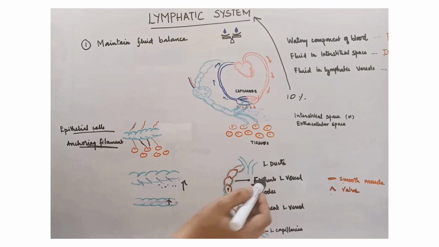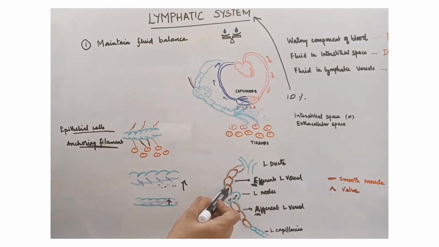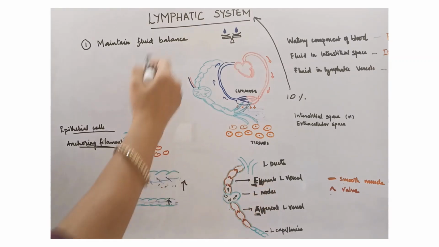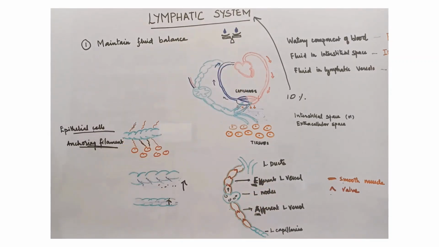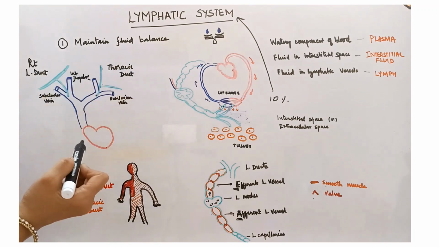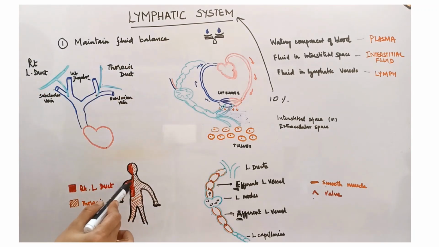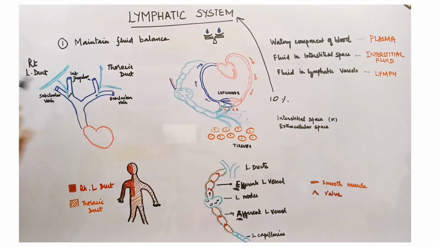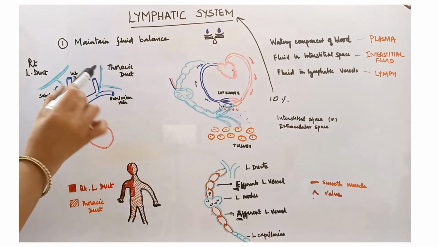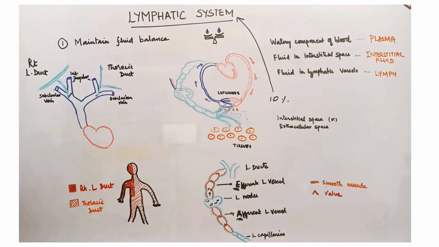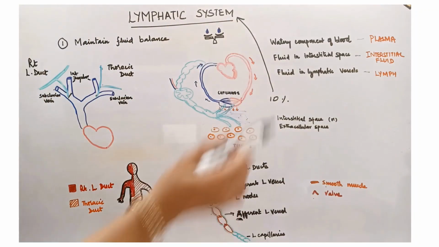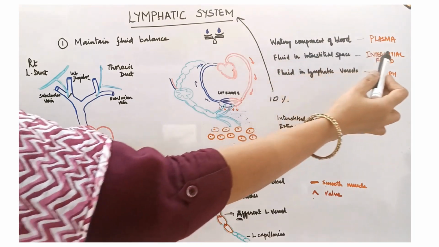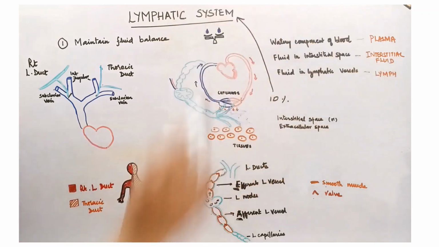Efferent means moving away. So efferent lymphatic vessels drain into the lymphatic ducts and then into the right and left subclavian veins, which flow into the venous circulation, thereby maintaining blood volume. There are two lymphatic ducts, the right lymphatic duct and the thoracic duct. The right lymphatic duct collects the lymph from the right arm and the right side of the head and thorax and drains into the venous system at the junction between the right internal jugular and the right subclavian vein. The large thoracic duct receives lymph from the rest of the body and empties into the venous system at the junction between the left internal jugular and the left subclavian vein. So this is how fluid balance is maintained. While in blood, it's plasma, while in interstitial space, it's interstitial fluid, and while in lymphatic vessels, it's called lymph.